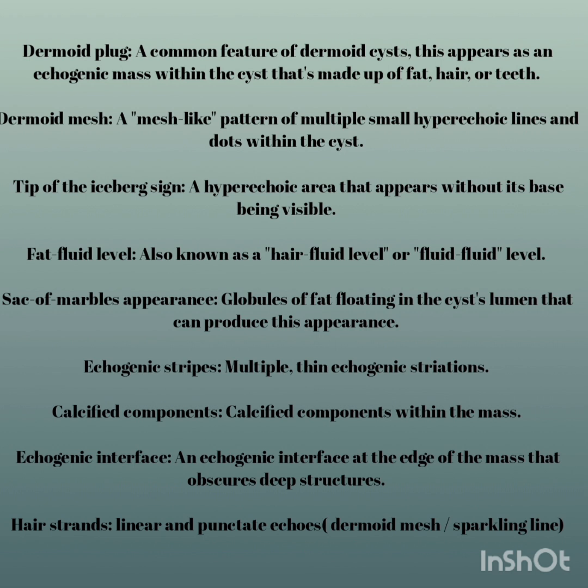Echogenic stripes that are multiple and thin, calcified components within the mass. Echogenic interface, it is an interface at the edge of the mass that obscures deeper structures. Hair strands, these are linear and punctate echoes. These are called the dermoid mesh or sparkling lines.